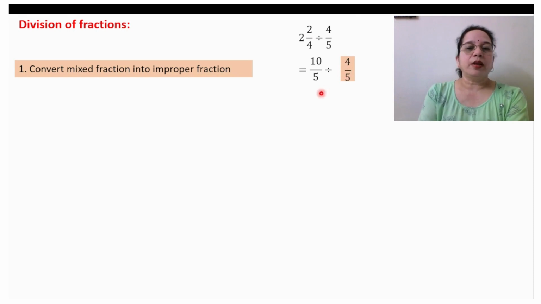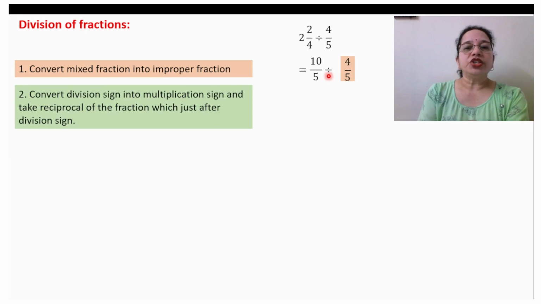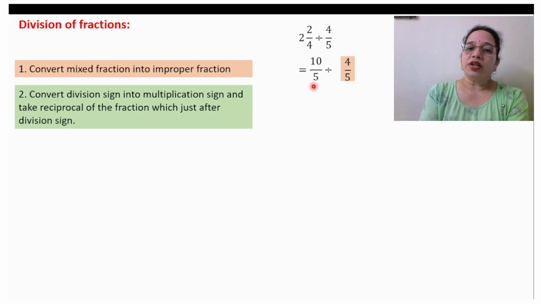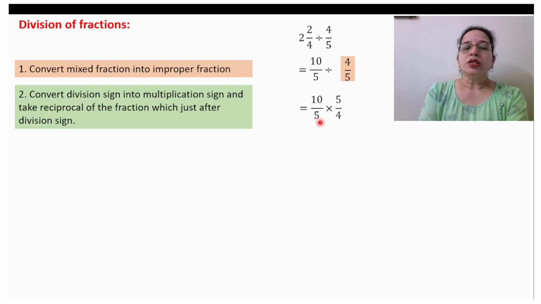So the next step, convert this division sign into multiplication and take the reciprocal of the number which is just after the division sign. Most of the time students take the reciprocal of this number. To avoid this mistake, to give the proper concept, I have taken this in pink color. So now convert this division into multiplication sign and the reciprocal of 4 upon 5 will be 5 upon 4.